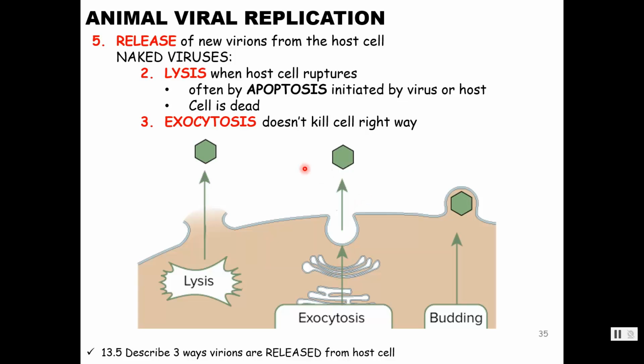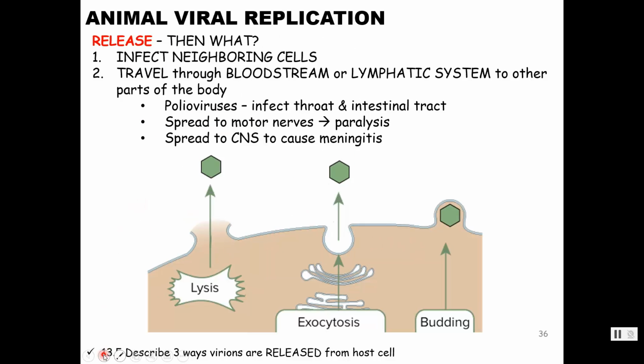The other way is through host cell lysis, which is the rupturing of the host cell. Often this is through apoptosis, which can be initiated either by the virus or the host cell. When a cell is lysed, this is when death occurs. So budding and exocytosis don't kill the cell right away, but lysis does. All right, so think about it. Now we have a host cell that was infected and the virus particles got released, so what can happen next?